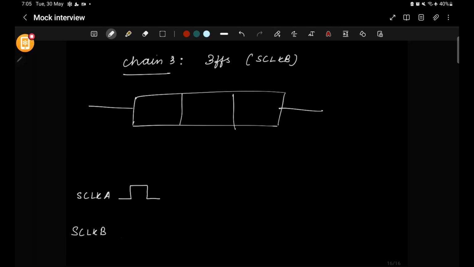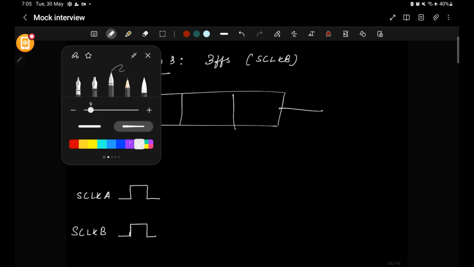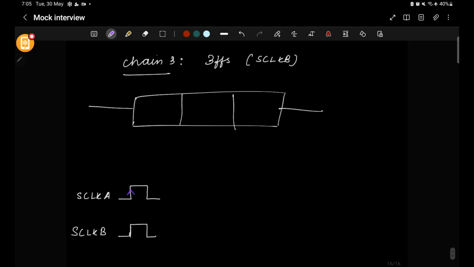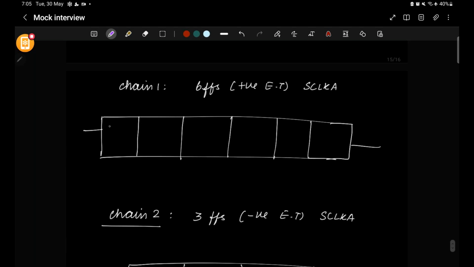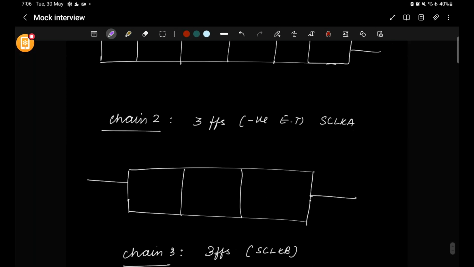So when the first rising edge of scan clock A comes, what will happen? The data, instead of numbers, I'm just representing by alphabet. Okay, A1. This A1 data will come into this block during the first rising edge of scan clock A.